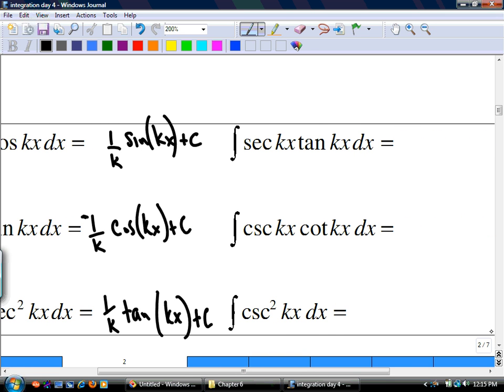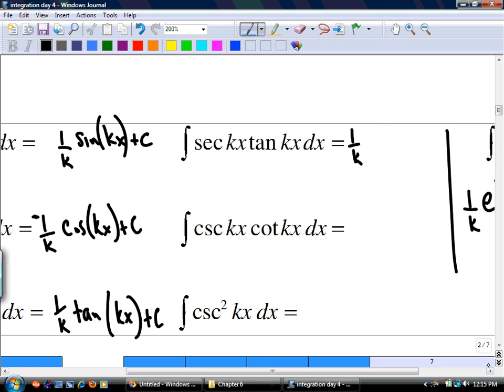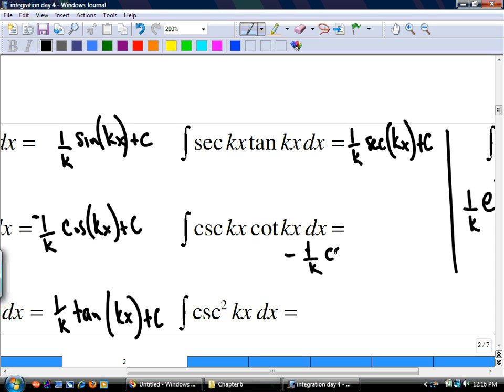Secant kx tan kx dx. The antiderivative of secant tan is secant. So it's going to be 1 over k secant kx plus c. Cosecant cotan, that's going to be negative 1 over k cosecant kx plus c. And then cosecant squared is going to be negative 1 over k cotan kx plus c.